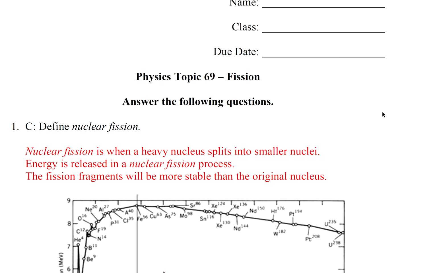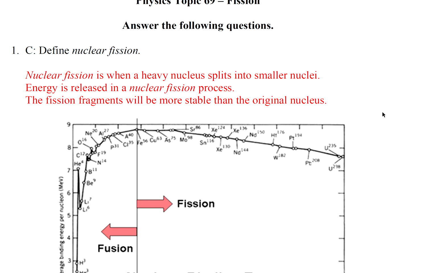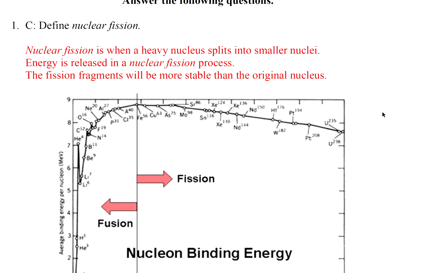This video is on fission. Question number 1. Define nuclear fission. Nuclear fission is when a heavy nucleus splits into smaller nuclei. Energy is released in a nuclear fission process. The fission fragments will be more stable than the original nucleus.